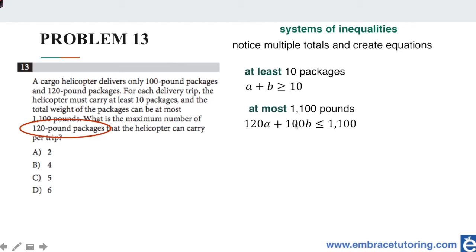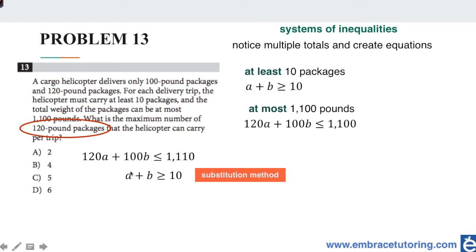So the total on this side of the equation has to be less than or equal to, right? It cannot be more than, or at most, 1,100 pounds. Also notice that I just placed the 120A and the 100B here. The A therefore is going to represent the total number of 120-pound packages, and the B is then going to represent the total number of 100-pound packages, although I can flip them either way, whatever is easiest. Now, I'm going to purposely set this up so that I have a system of equations as I'm going through, and I'm probably going to use the substitution method because the A and B here are both singular and there's not a coefficient out in front.